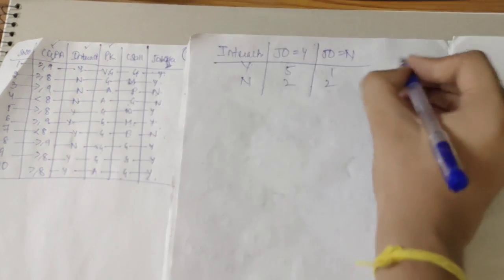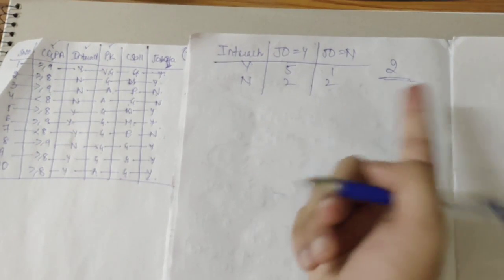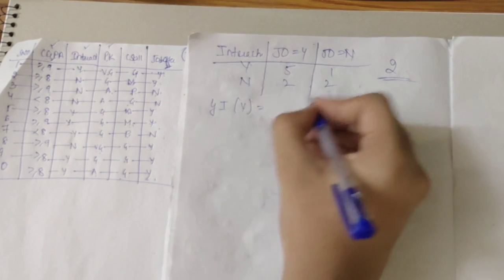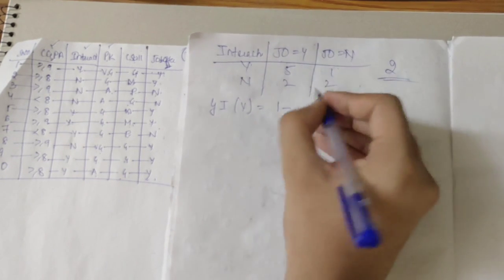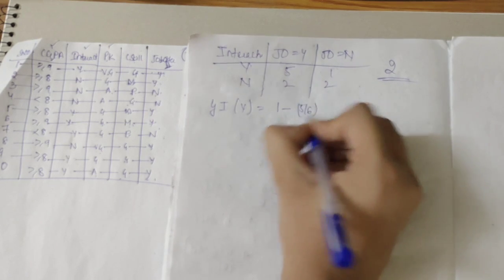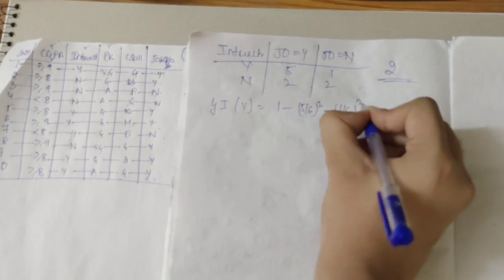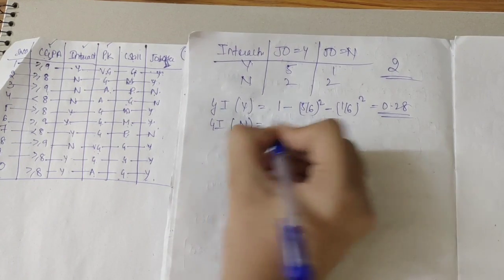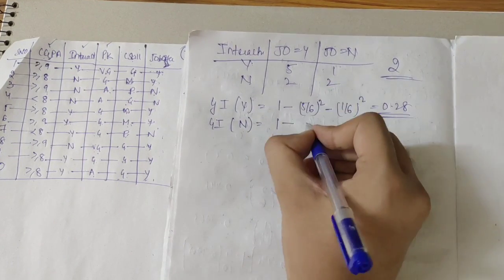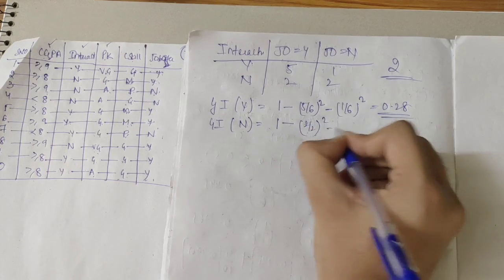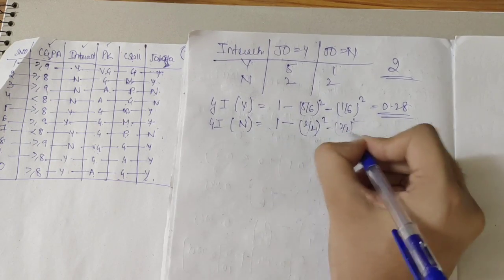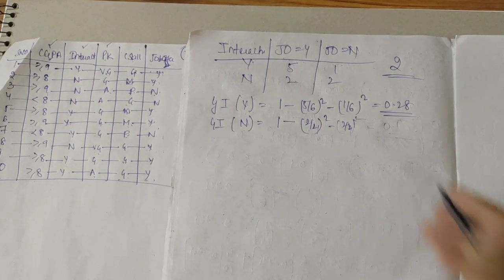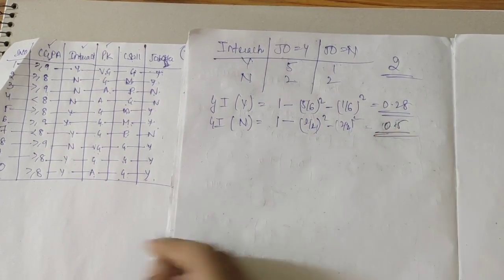Okay, so now I'll calculate the Gini index. Here, as we have only two values, you need not form combinations. You can directly write. For Gini index of yes, I can write 1 minus (5 by 6 whole square) minus (1 by 6 whole square), as 5 plus 1, 6 are there in total. I would get 0.28. Next, Gini index of no, which would be 1 minus (2 by 4 whole square) minus (2 by 4 whole square), as 2 plus 2, 4 is there. I would get 0.5 as the answer.